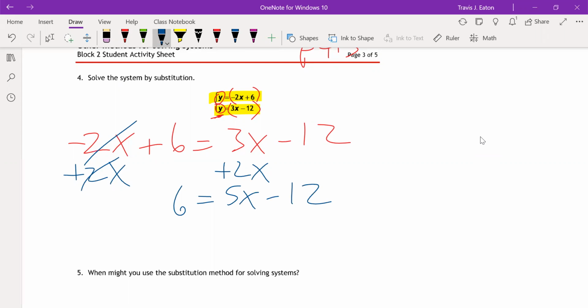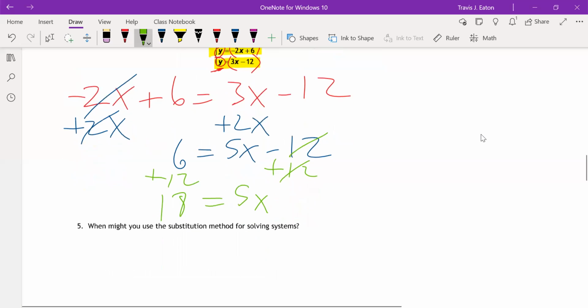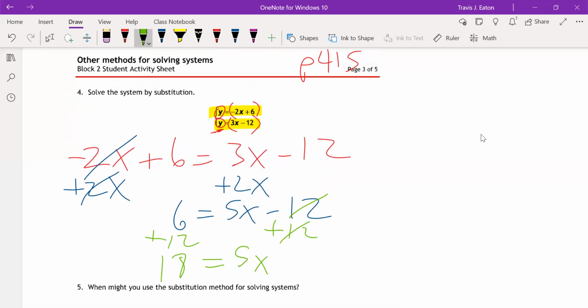All right. Now, of course, I need to get my constants to the other side. So I'm going to add 12 to both sides. Those cancel each other out. And 6 plus 12 is 18. And that is 5x. Okay. Now I've kind of run out of space, so I'm going to move from here and start again up here. 18 equals 5x. Hopefully you don't write nearly as big in your book as I do on the computer screen.